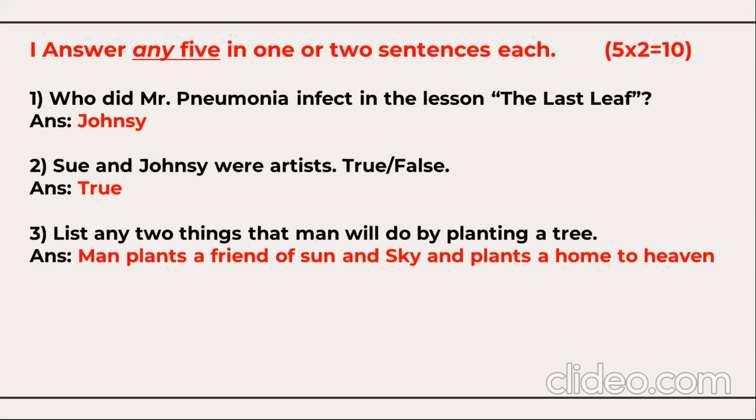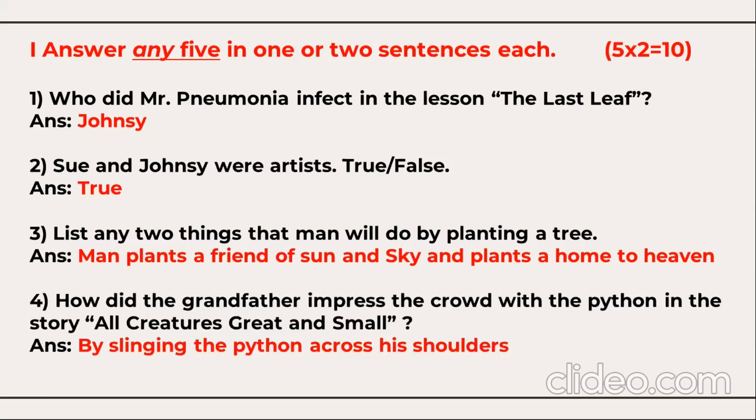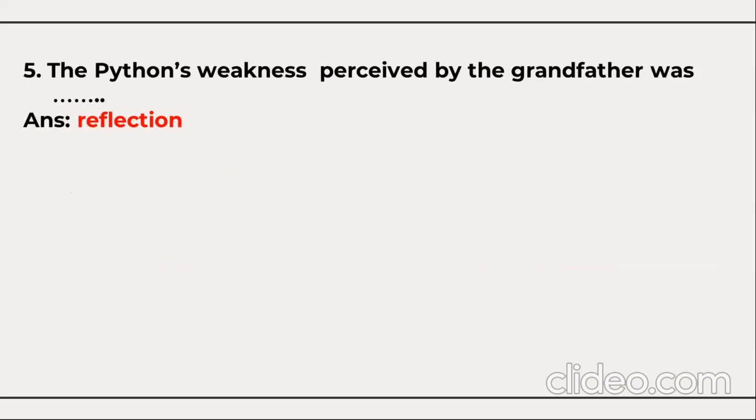List any 2 things that men will do by planting a tree. Men plants a friend of sun and sky, and plants a home to heaven. How did the grandfather impress the crowd with a python in the story All Creatures Great and Small? By slinging the python across his shoulders. The python's weakness perceived by the grandfather was reflection.